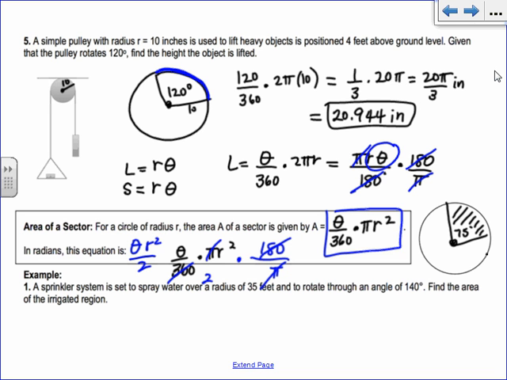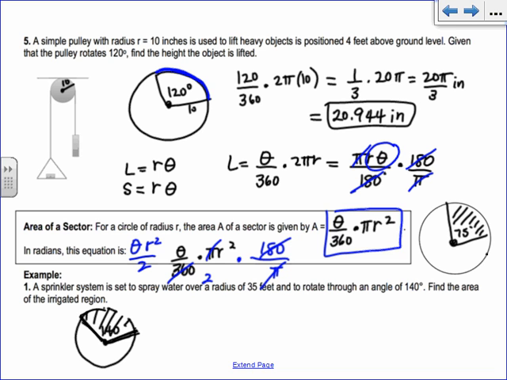All right, so a sprinkler system is set to spray water over a radius of 35 feet and to rotate through an angle of 140 degrees. Okay, so we have 140 degrees, and it's not going to spray anything past that. Have you guys ever seen the sprinklers? You always run into sprinklers where you're trying to time it so you don't get all wet, but it's going to do like that. Does that make sense? But it only goes a certain distance, so that's why it's part of the circle there. It can only spray out a certain distance.